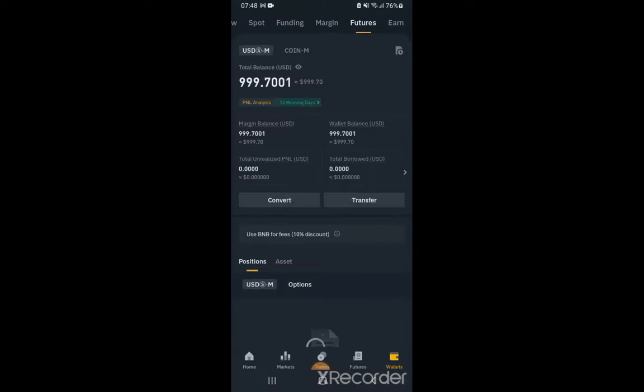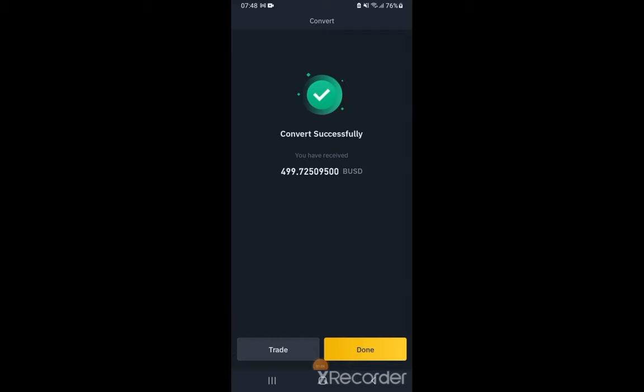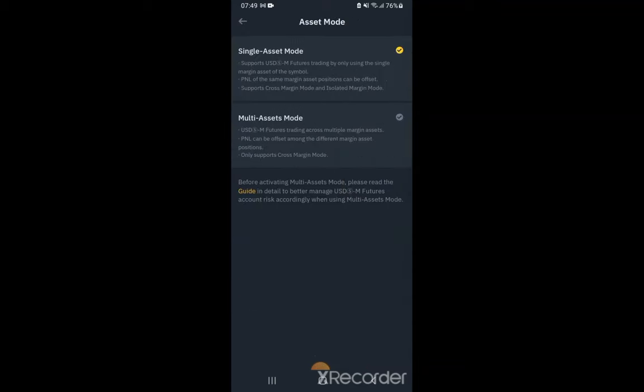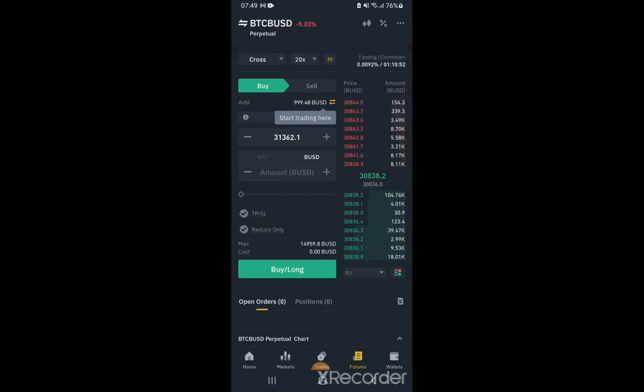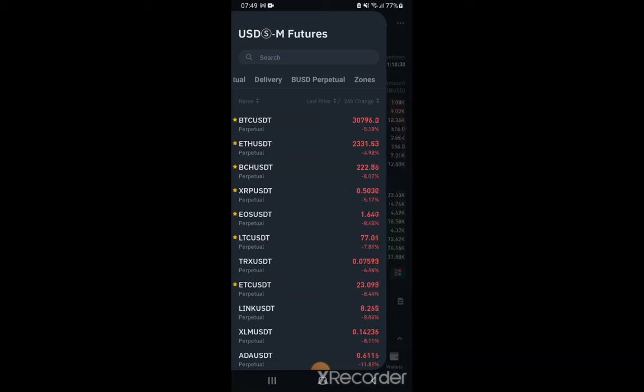I can now convert $500 worth of USDT to BUSD. So now I have USDT, and I have BUSD. This is still in single mode, so I'm going to switch it up to multi-asset mode. With this I can now place trades using multi-asset mode. I can go long on BUSD, and then I can come here and search for any pair. If I want to trade BUSD, I come here to USD perpetuals.